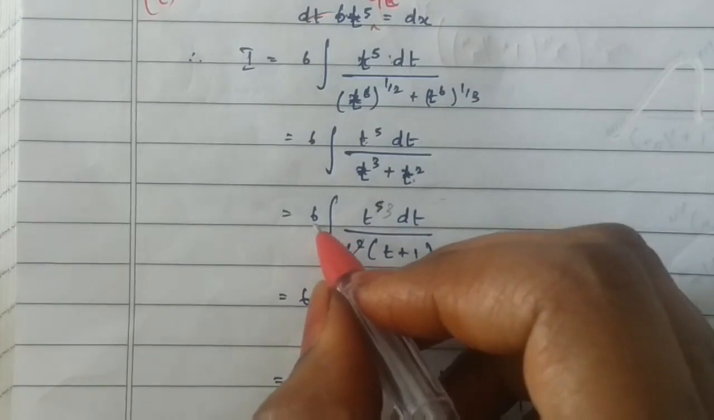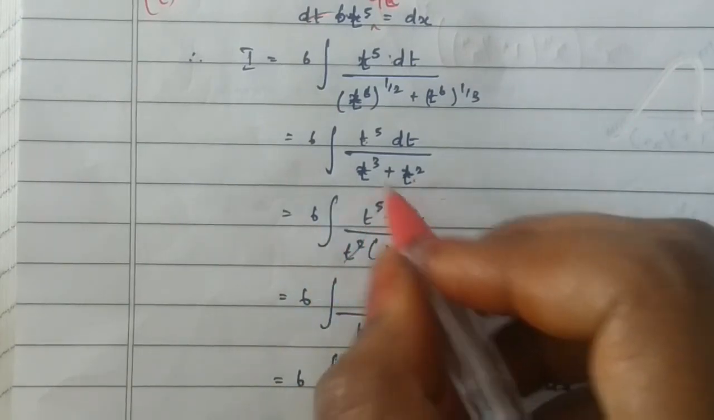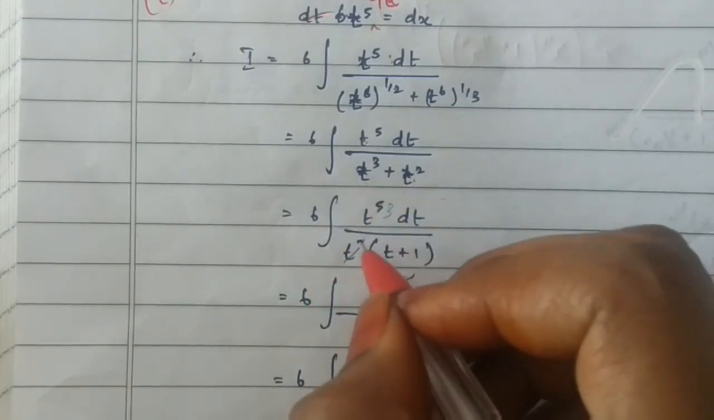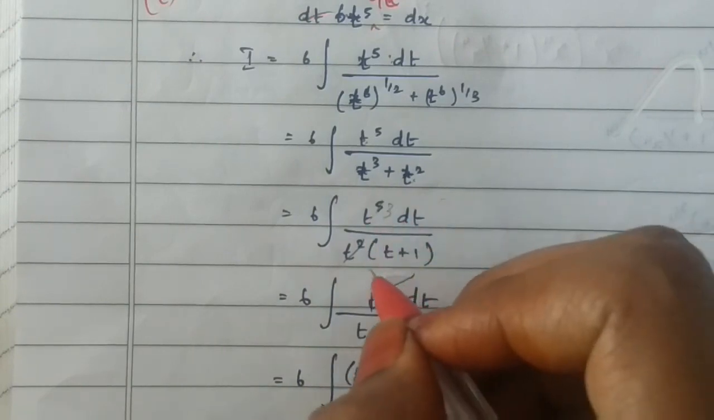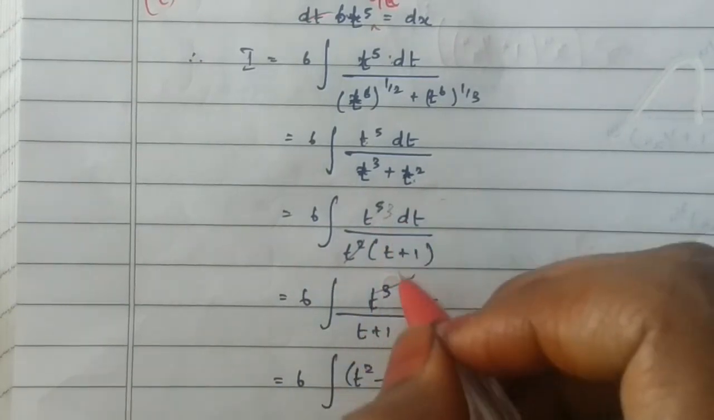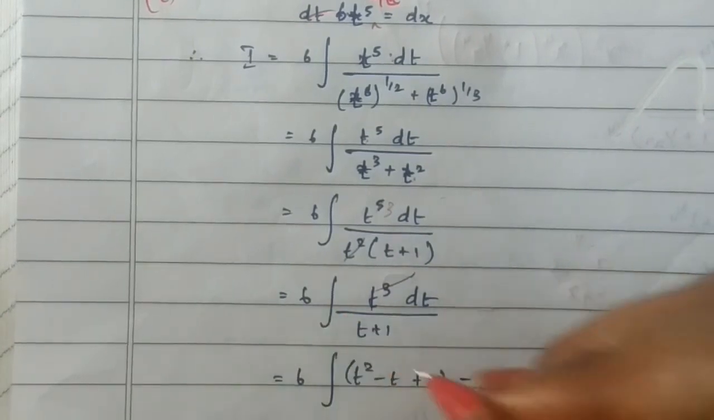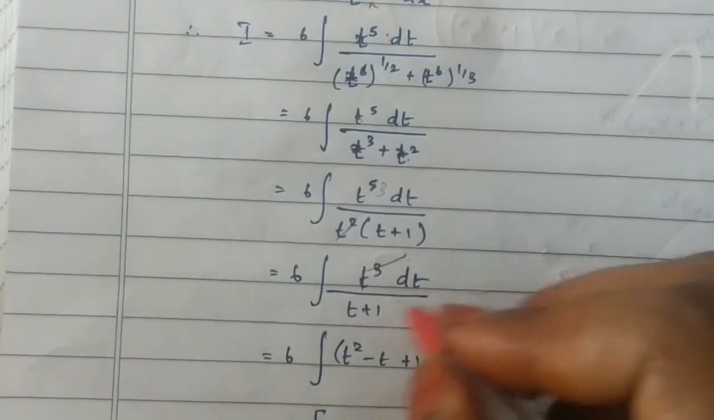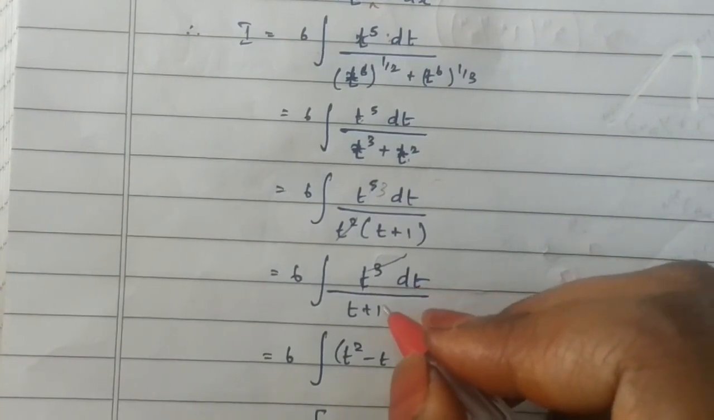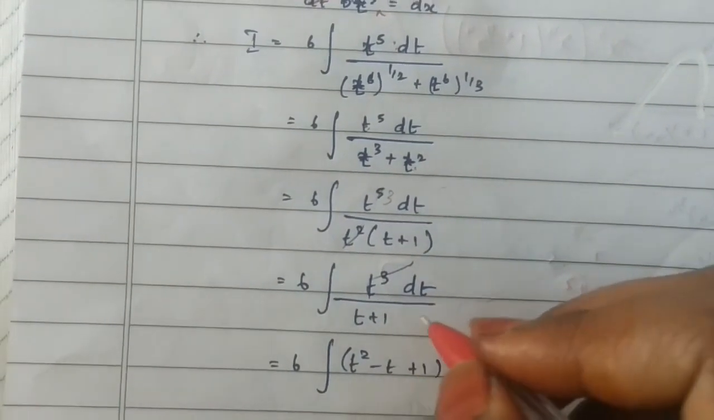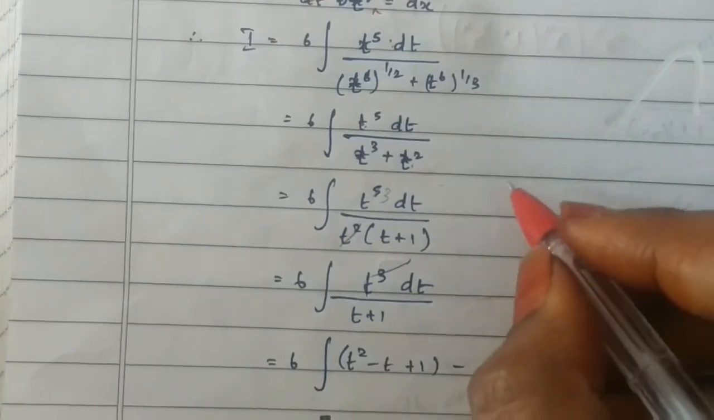Therefore, the integral becomes 6 into integral over t power 5 into dt, divided by t square into t plus 1. T square and t power 5 get cancelled, and you will be getting t cube. Therefore, the integral is t cube into dt divided by t plus 1, with 6 as a constant taken outside. So, what I told, same thing we are going to do. You are going to apply long division.